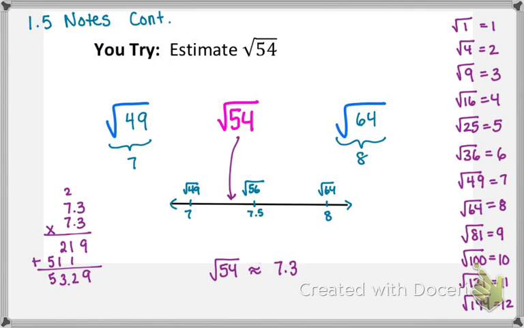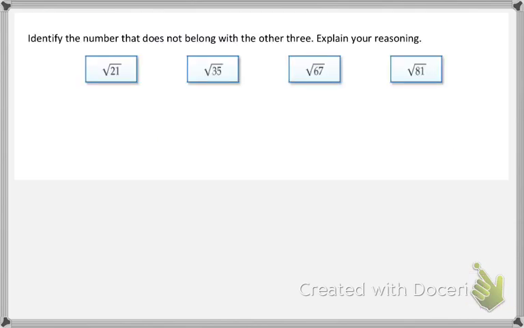Right, so let's take a look at the next part. Identify the number that does not belong with the other three, so think about that for a minute. You can pause the video if you want and try it before watching. And then, the only one that does not belong will be the square root of 81, which is 9, because that is a rational number.